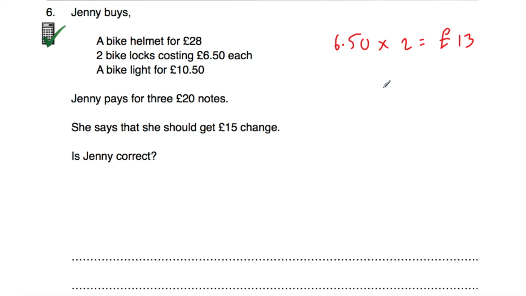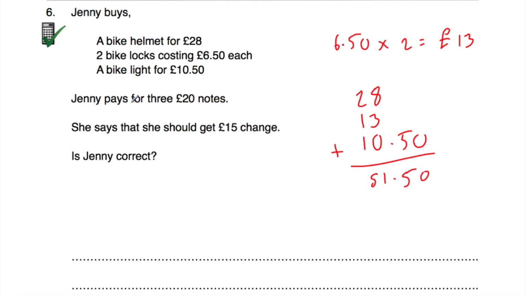So let's work out the cost of the items. That's going to be the £28 for the bicycle helmet, the £13 for the 2 bicycle locks, and the £10.50 for the light. And then if we add those up, we can find out how much that should cost, and that's equal to £51.50.